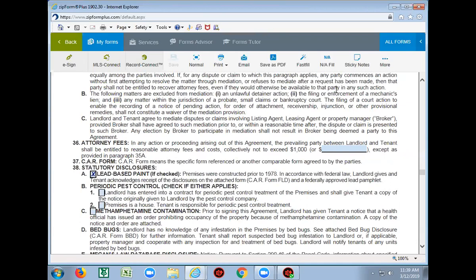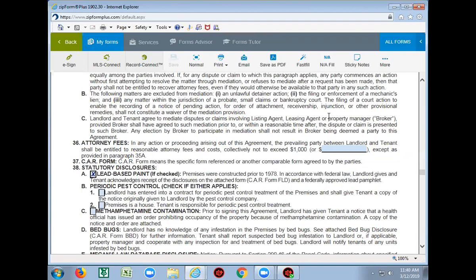C, landlord and tenant agree to mediate disputes or claims involving listing agent, leasing agent, or property manager, provided the broker has agreed to such mediation prior to or within a reasonable time after the dispute or claim is presented to such broker. Any election by the broker to participate in mediation shall not result in the broker being deemed a party to this agreement. Okay.